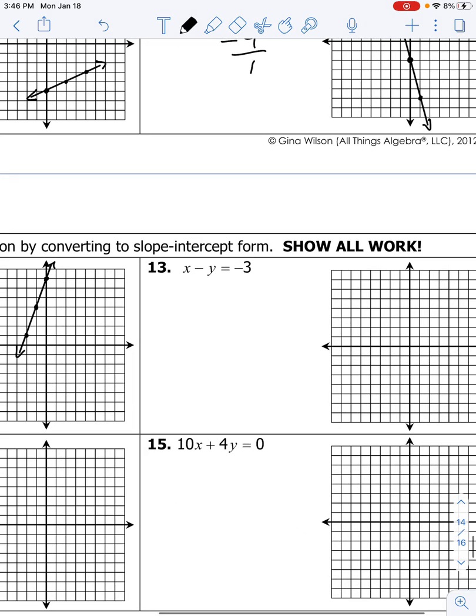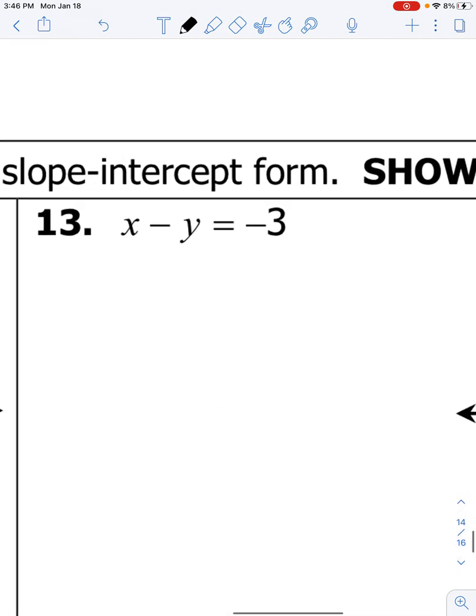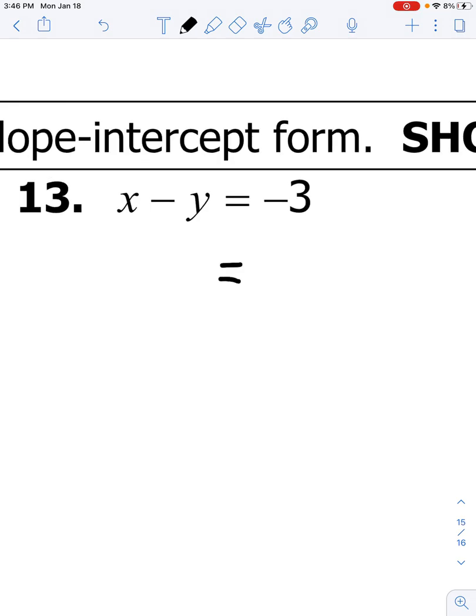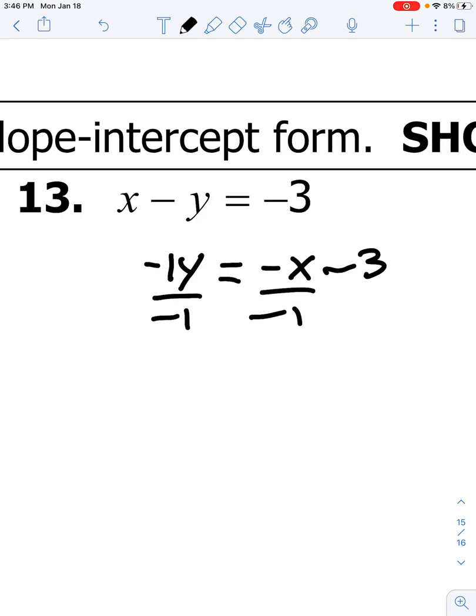All right, number 13, right here, okay? So step number 1, take the x, move it to the other side, and change the sign. Step number 2, drop the y down, drop your number down. Step number 3, and that's technically a 1, remember? In front of that number, if there's not a number there, it's actually a 1. So we're going to divide by -1, all right?